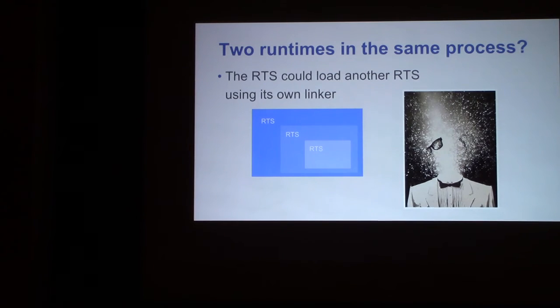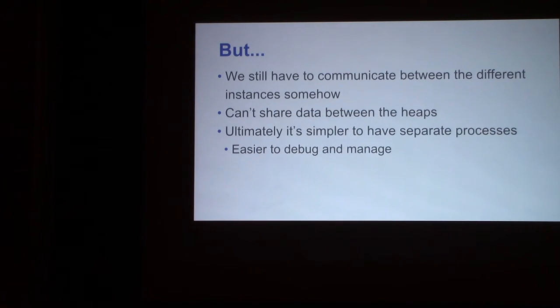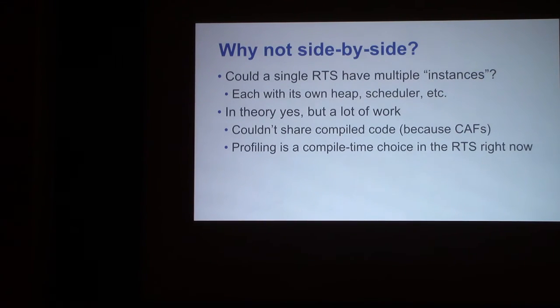So that was kind of a cool idea, but then I thought, we still have to communicate between these different runtime systems somehow. So we would need to have some kind of API for communicating, or a pipe, or shared memory, or something like that. And you wouldn't be able to share data between the heaps. They would have to be almost completely separate things, because sharing pointers between these two things would just be impossible. So ultimately, it's going to be simpler just to have separate processes. But let's think about another possibility.